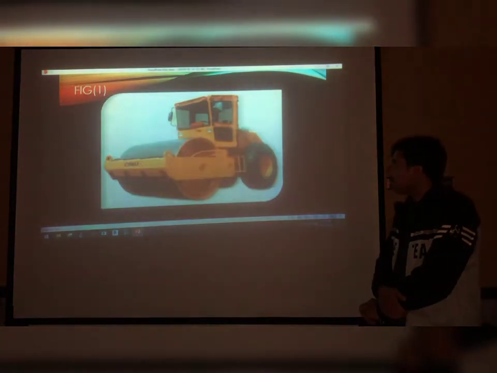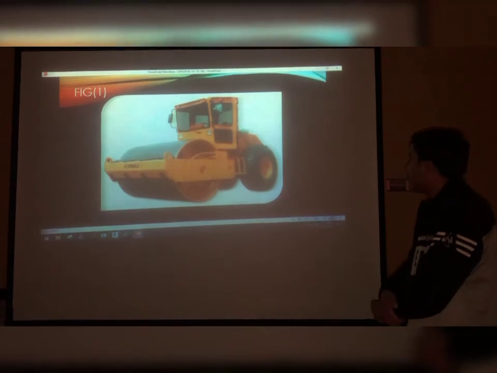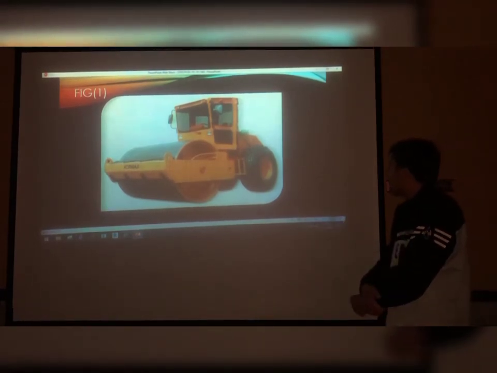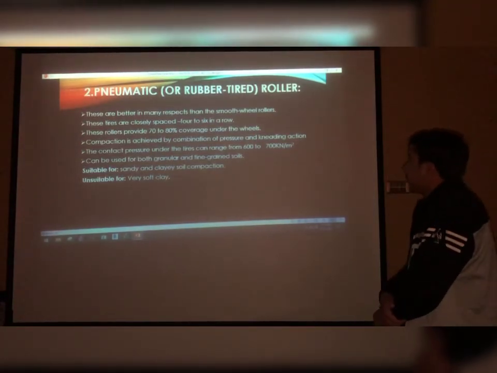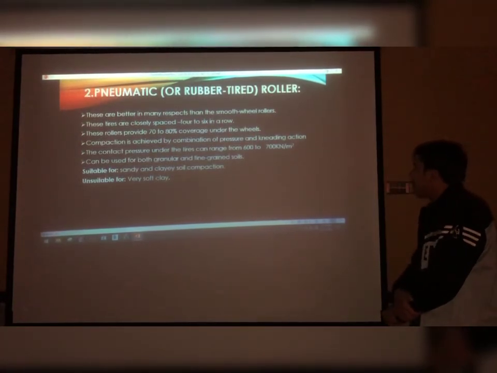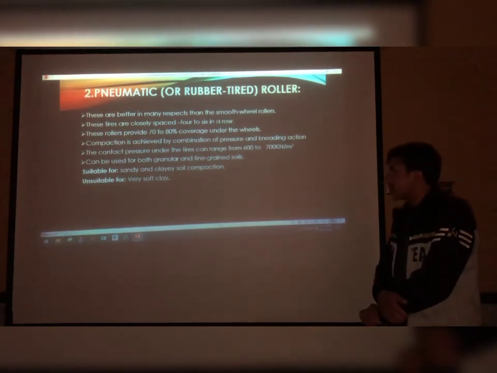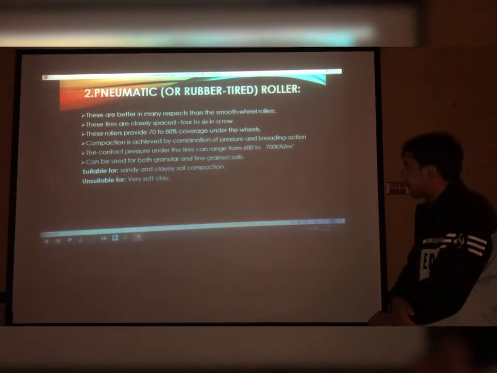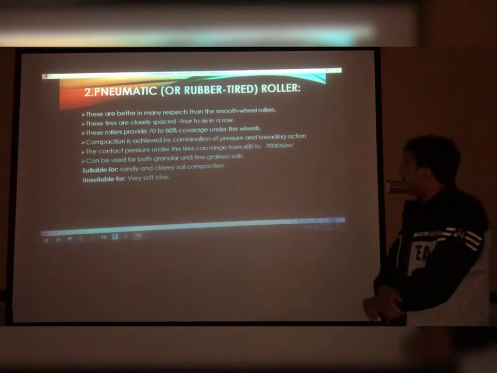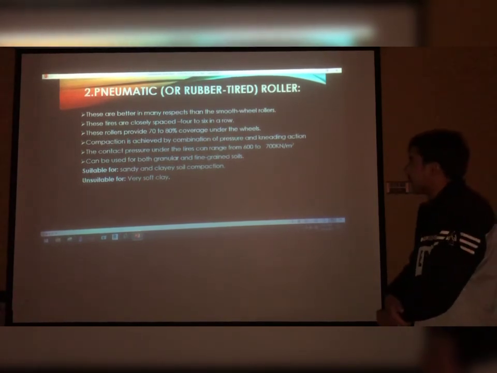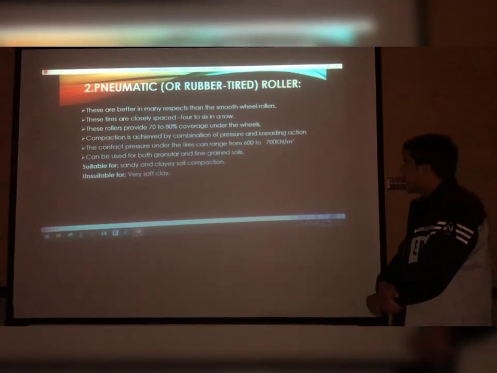Next slide. This is the diagram of smooth wheel rollers. First, this consists of drums, and the other has 2 wheels. Next, another type is pneumatic or rubber tire rollers. These are better in many respects than the smooth wheel rollers. The tires are closely spaced. There are basically 2 rows, and in each row there are 4 to 6 tires. These rollers provide 70 to 80% coverage under the wheels.